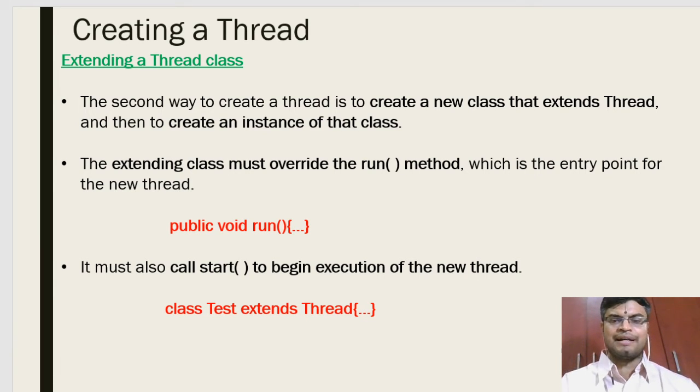Once that is done, you can extend the Thread class. That means you can create an object for the Thread class. As soon as you create the object for that particular Thread class, you can directly use that object dot the start function. The start function implicitly will call the run function which has already been written. So only 2 steps are involved here.